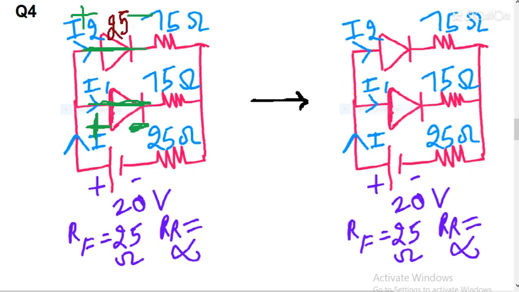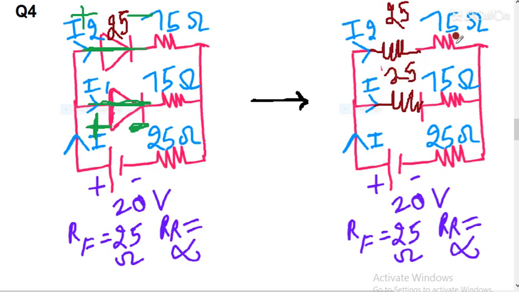So if I draw the new circuit here, you can see this is the resistance, and this is again a resistance. Okay, wait for one second. So this is the resistance. Let's suppose this is again the forward bias resistance. So now this is 25 and this is again 25.